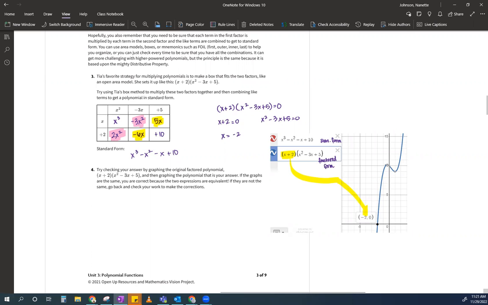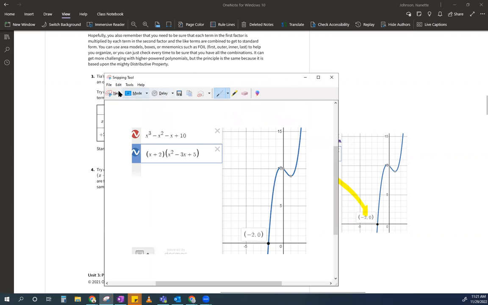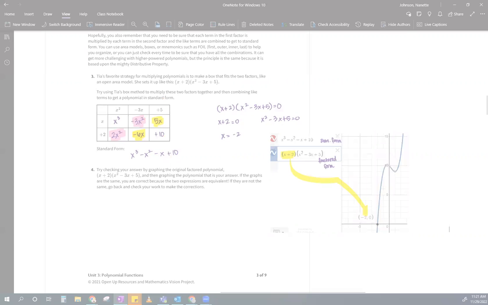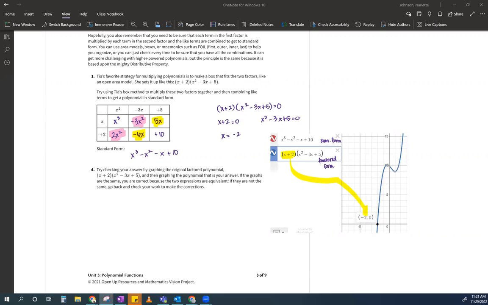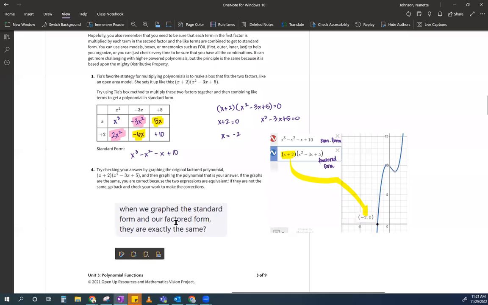Yeah, when we graphed, perfect. I'm going to snip that because that's important. They should be the exact same. So someone said, when we graph the standard form and the factored form, they're exactly the same. Yes. Let's put a check next to this. Okay. And what about the standard form? What was so important here about the standard form? What information can I get from here and graph it here? What was the one?